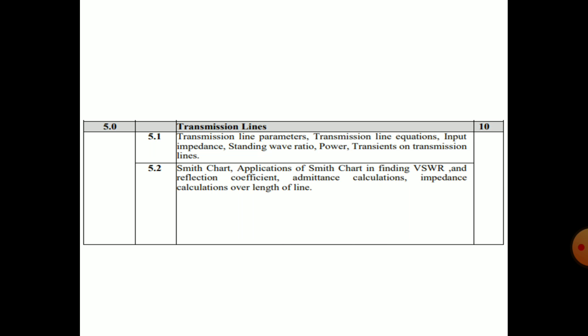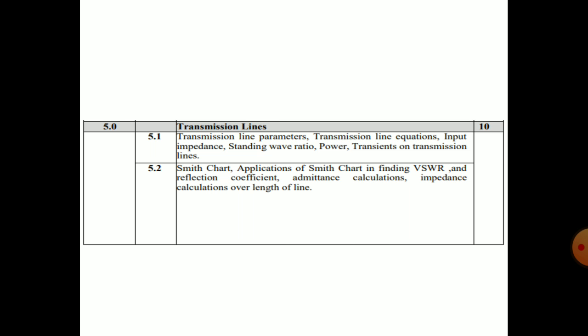We have to find out the input impedance and standing wave ratio. What is standing wave ratio, that we will study when we go for this chapter. Tangents on transmission lines. Next part is Smith chart.